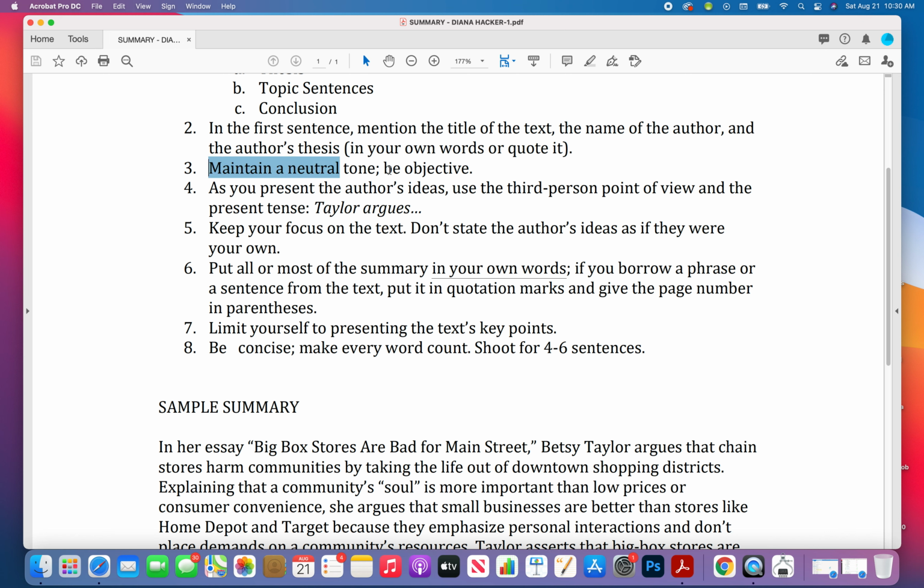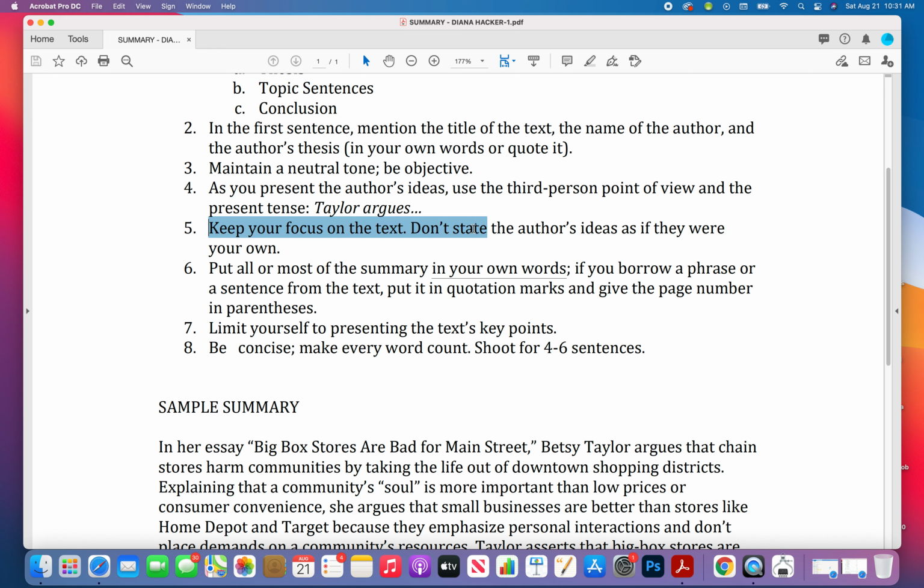You want to maintain a neutral tone and be objective. So you're not talking about what you think of it. You're just telling people what it's about. As you present the author's ideas, use the third person point of view. So you want to say something like Shen argues, or Shen says, or Shen contests, whatever it is. You want to do that every time you're mentioning what they're talking about so that it's clear that it's their idea and not yours.